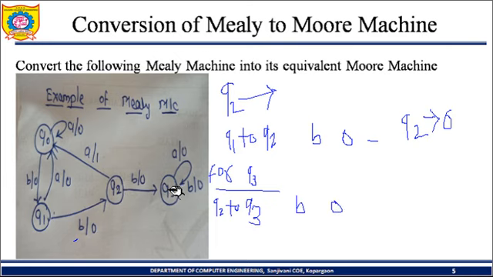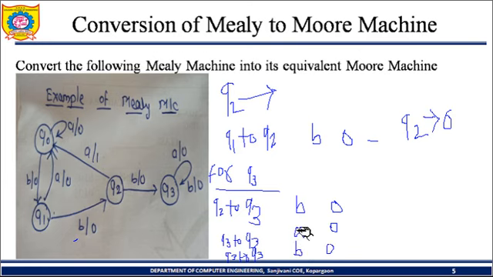In the same way, there is one more incoming edge from Q3 to Q3 on input A. After receiving input A, output is again 0. There is one more incoming edge, Q3 to Q3 on input B. After receiving input B, it will generate the output 0.